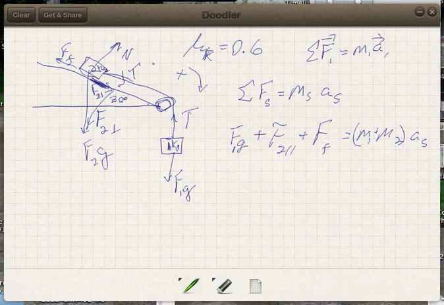Now I haven't addressed sign properly. This is pulling in the positive direction. Force 2 gravity is also pulling in the positive direction, so that parallel component is pushing us along. But this is in the negative direction. So we can write these down now.